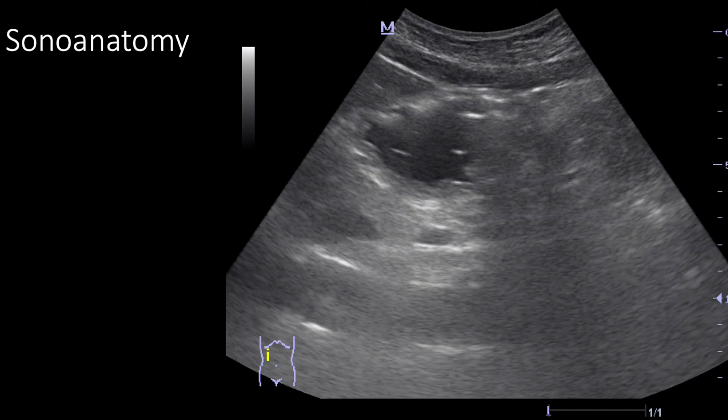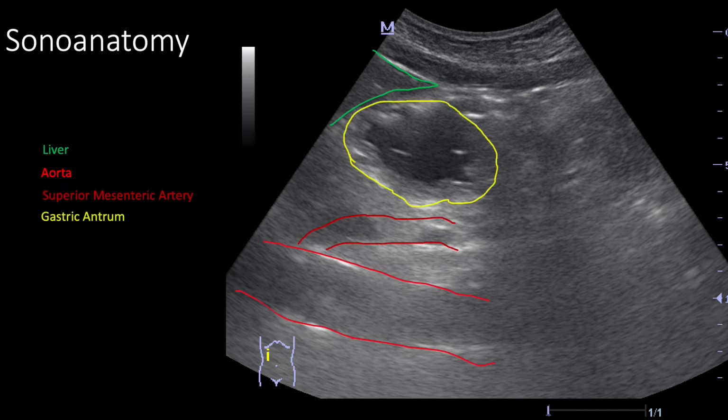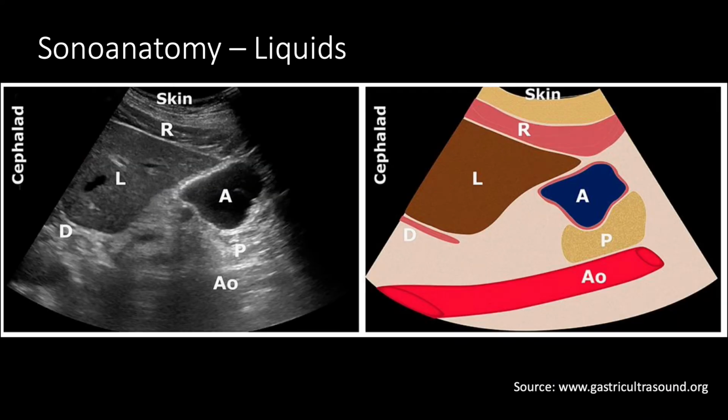Okay, so can you spot the obvious differences compared to the last image? Again, first identify the liver. Here it's shown to be quite small in the top left corner. Then the aorta plus minus the SMA. And then finally the antrum. Notice the hypoechoic enlarged central cavity representing the clear fluid Don just consumed. Again, here is another diagram to help you understand the anatomy shown.